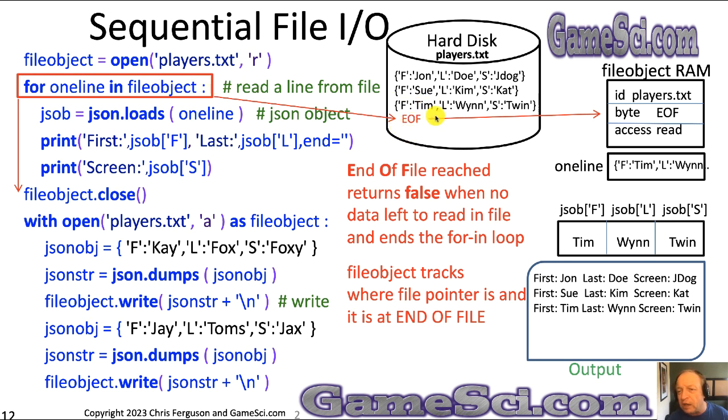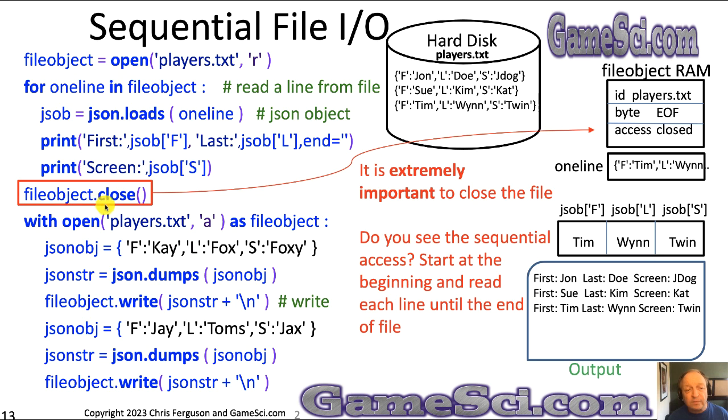It hit what's called EOF. We've reached the point where there is no more data in the file. End of file is reached, it will return false when there's no data left in the file to read, and it ends the for in loop. File object tracks where the file pointer is, and right now the file pointer is at the end of the file. And you can see I'm at byte end of file. That means there's nothing left to assign to one line. That means this loop is false and it will exit the loop. File object.close. This is extremely important, to close the file. And you can see my file object is now marked as closed because we reached the end of file.